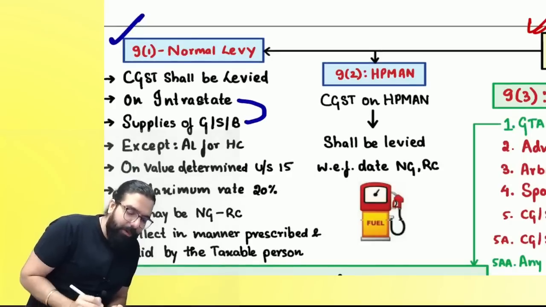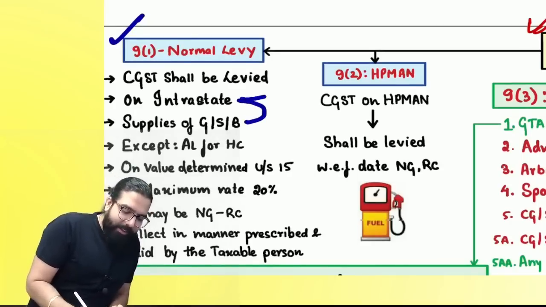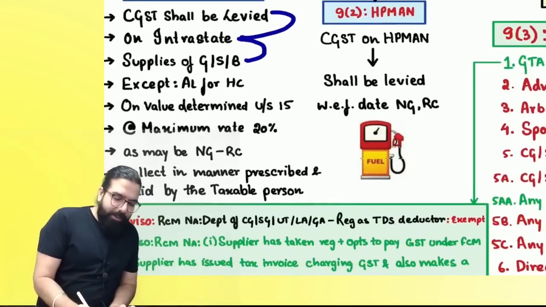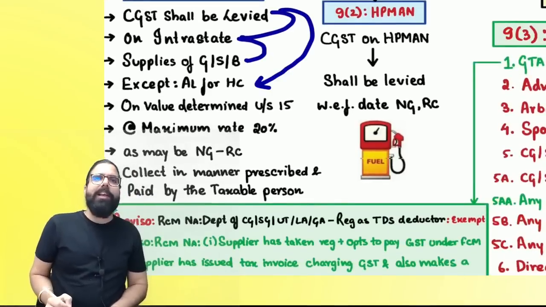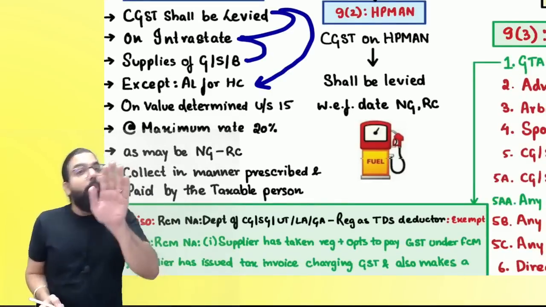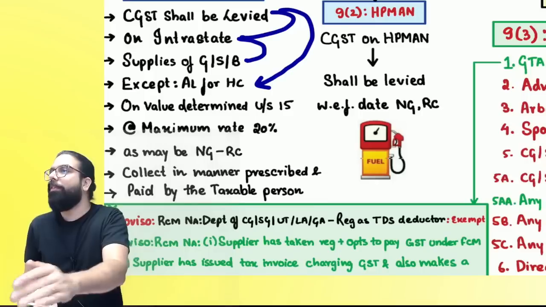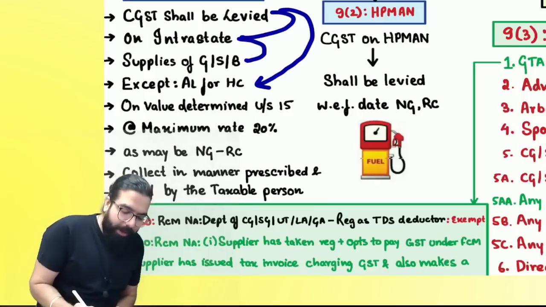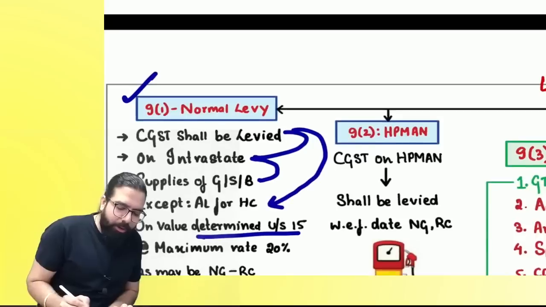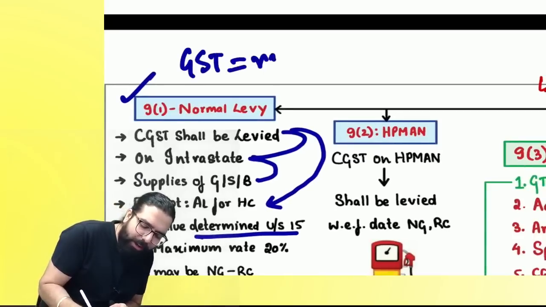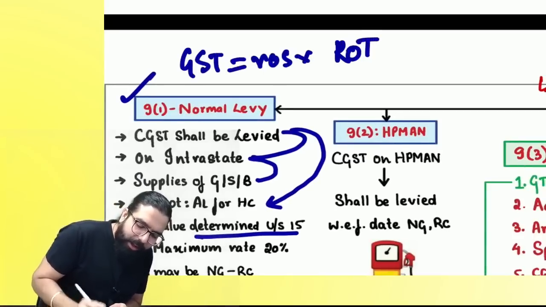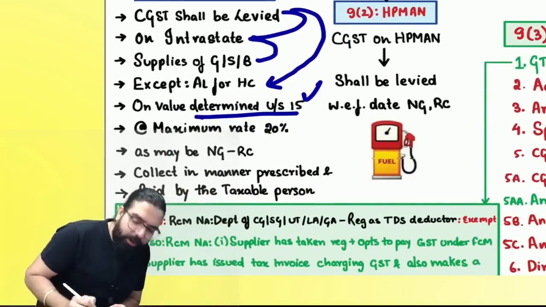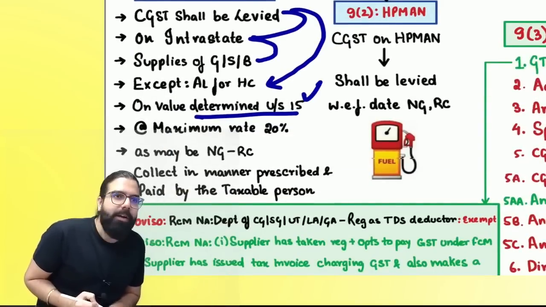Whenever goods or service is being supplied intrastate, CGST will be levied. It will not be levied on what? Alcoholic liquor for human consumption. Once it is levied, then Baba, you will have to determine the value. Baba, how will you? If it is levied, GST is equal to value of supply into rate of tax. So how will you find out the value? They told, please find out the value by applying section number 15.